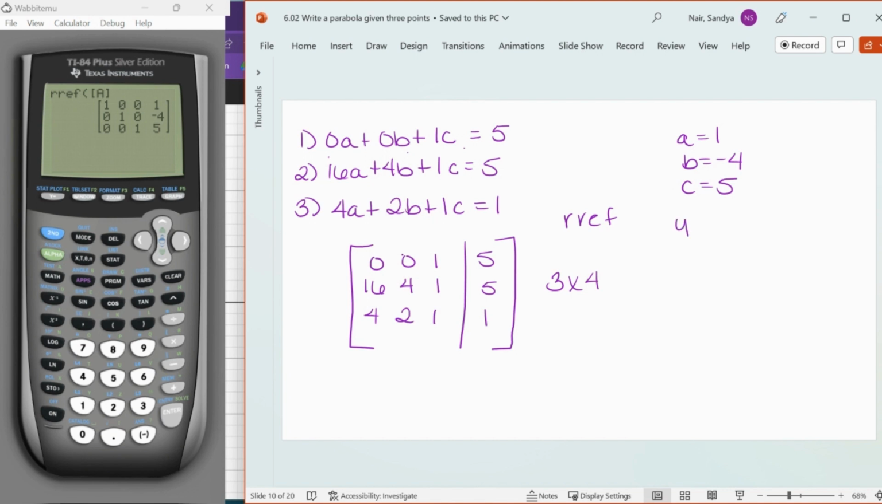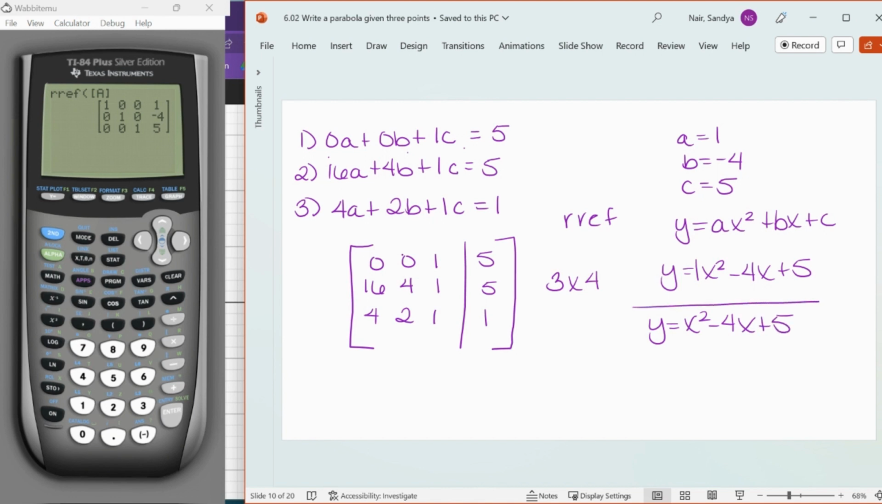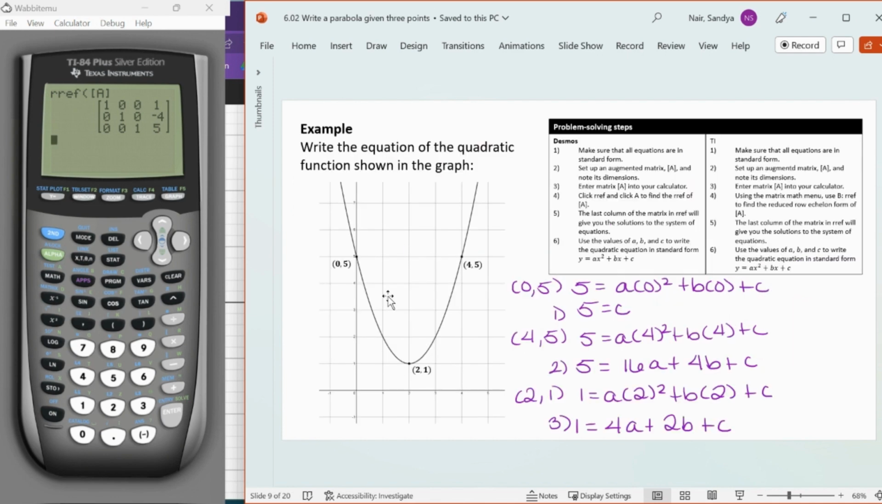So I'm going to plug that into standard form, which is y equals ax squared plus bx plus c. So I have y equals 1x squared minus 4x plus 5. Remember that 1 I can drop, so I have y equals x squared minus 4x plus 5. So that is the quadratic equation that represents that graph that we saw in the original question.